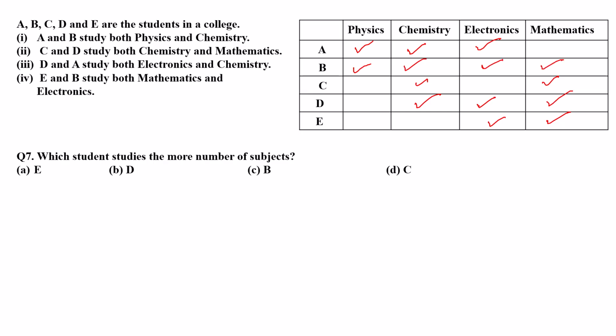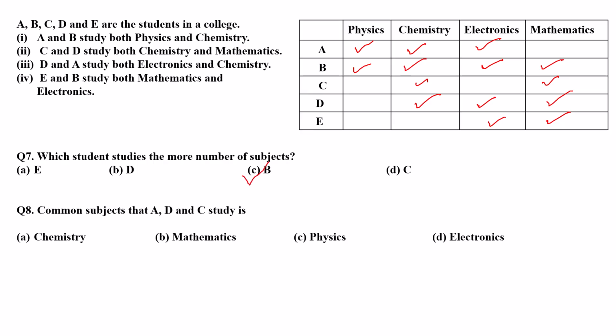Now the first question is question 7. Which student studies the more number of subjects? So where is more tick mark? So I can see student B. So B is the correct option. Next, common subject that A, D and C study. So A, D and C. Which is the common subject? So from here I can see chemistry is the common subject. So A is the correct option.